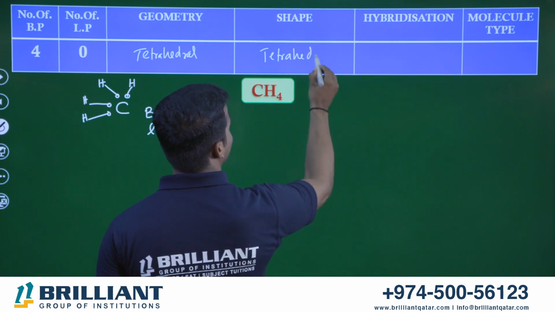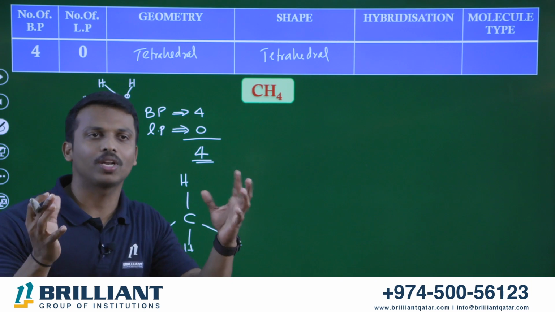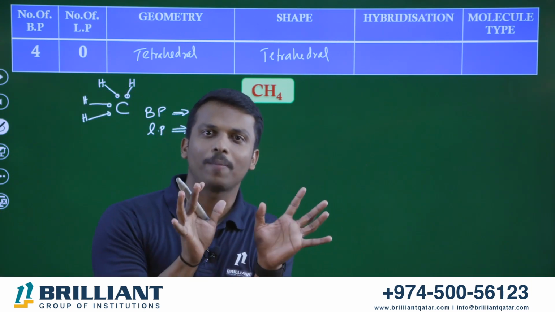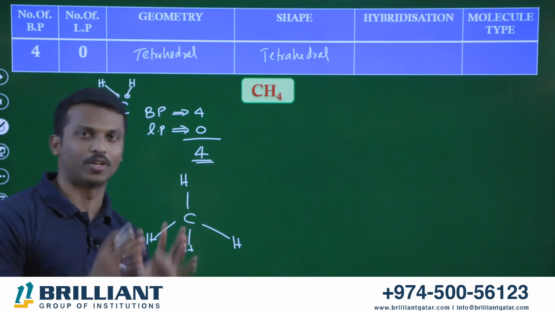Why are they both the same? If there is no lone pair, no repulsion. No repulsion between lone pair and bond pair. The bond pair will stay as it is, because the bond pairs do not repel too much.